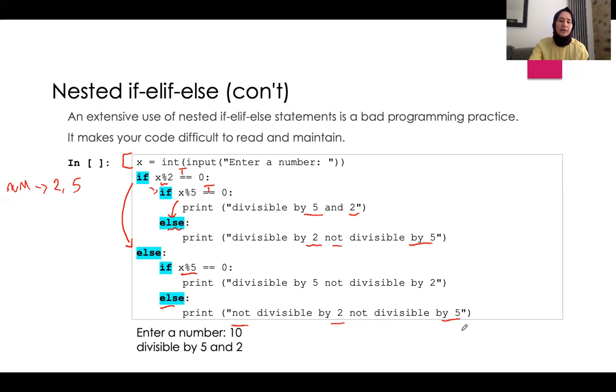When I run this piece of code, I entered number 10. As 10 can be divided by 5 and 2, it produces that the number is divisible by 5 and 2.